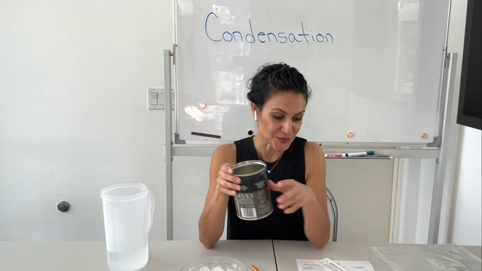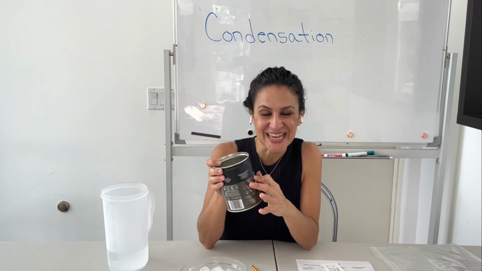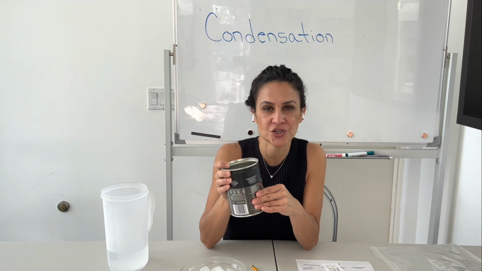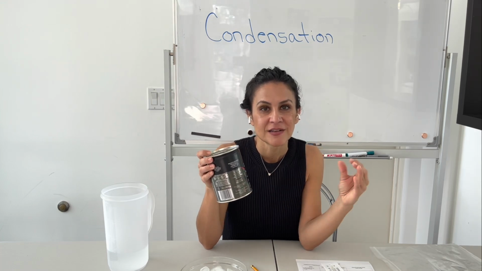What we're going to do is, using a thermometer, we're going to find the dew point. We're going to look for moisture on the outside of my coffee can and see at what point, at what temperature, is it cold enough for the water in the air that's vapor to turn into liquid water. What is the dew point?